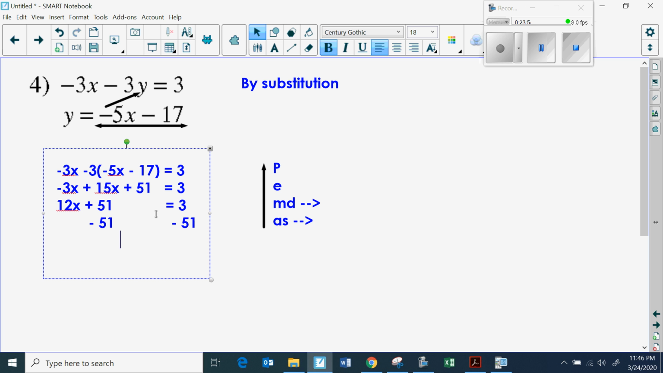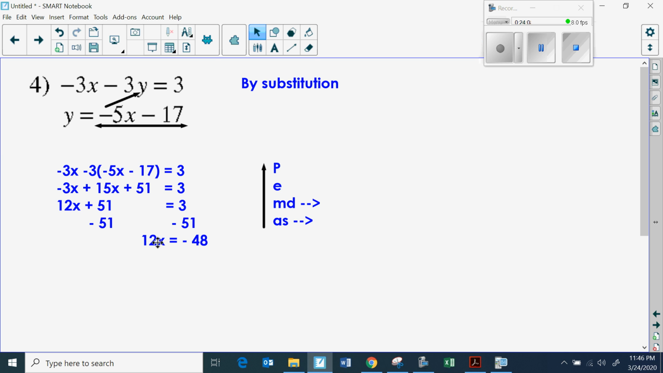12x equals, what's 3 minus 51? Negative 48. What's the last step? How do we get rid of the 12? Remember, we're solving for x. How do we get rid of the 12? What does 12x mean? 12 times x.